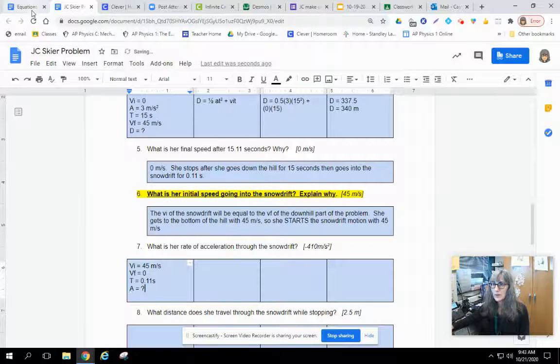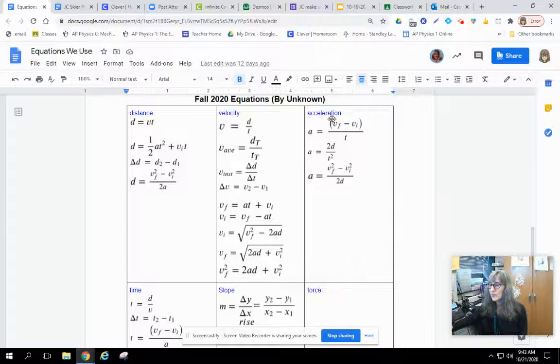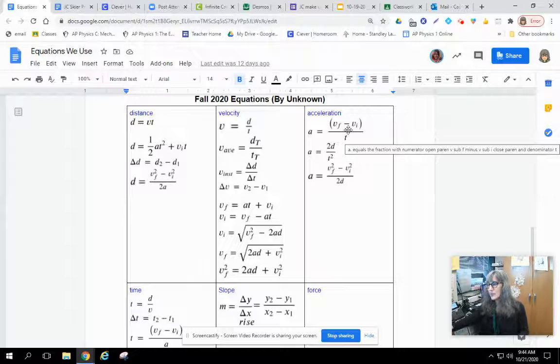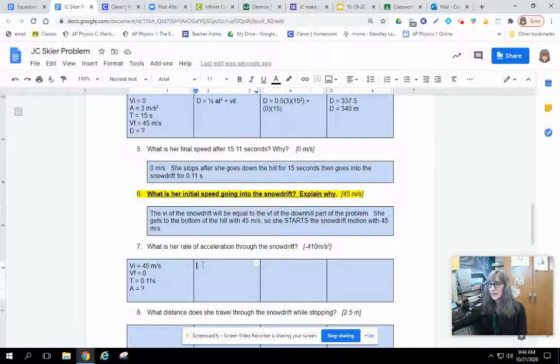Let's go back to our equation sheet. We're looking for acceleration. We've got A equals V final minus V initial over T. I think we're good. We have V final, we have V initial, we have T. This equation is going to work for us. I don't think we need to look any further. So our acceleration is equal to VF minus VI divided by T.